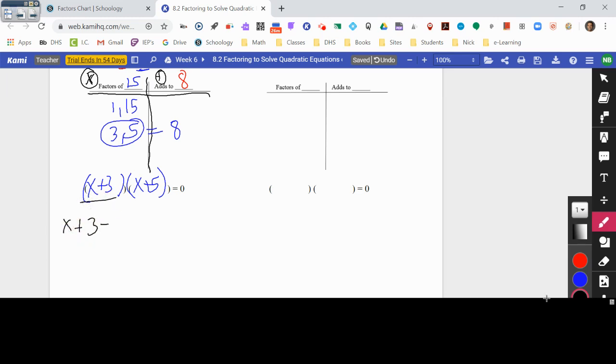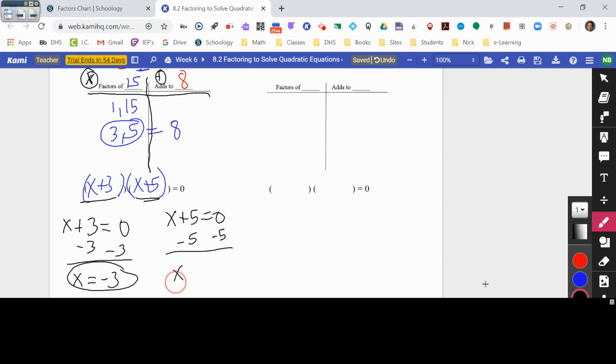I have to take this one more step further because now I'm solving and not just factoring. So I do x plus 3 is equal to 0. Then I subtract 3 from both sides, and we get x is equal to negative 3. I'm going to take this other product, x plus 5, and set that equal to 0, and solve by subtracting 5 from both sides. So we get x is equal to negative 5. So I have solutions of negative 3 and negative 5.